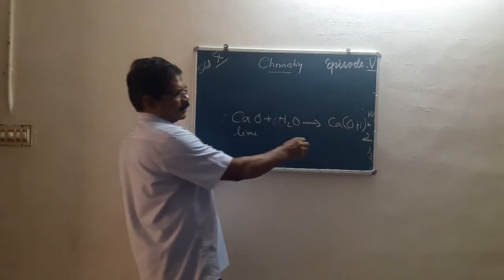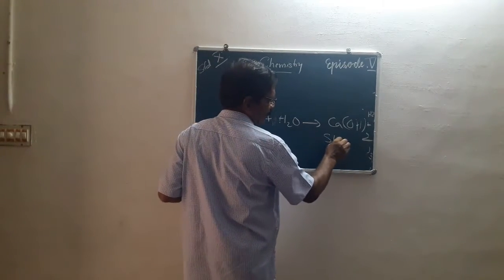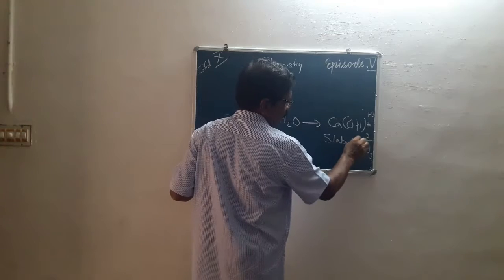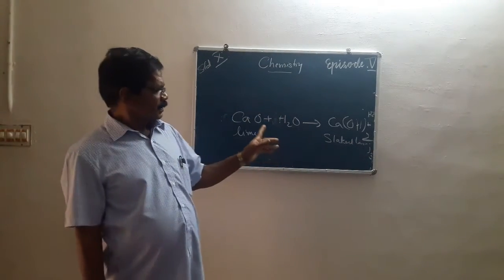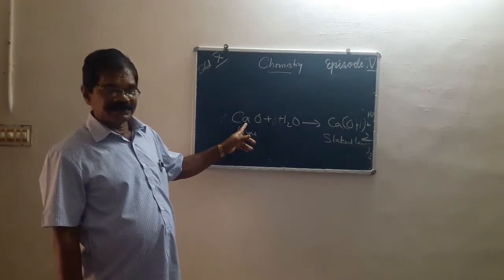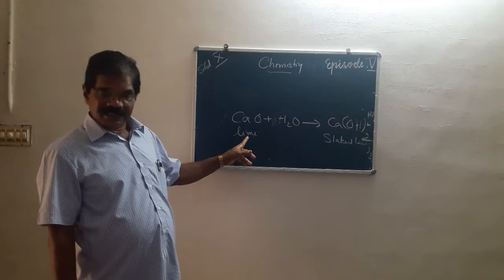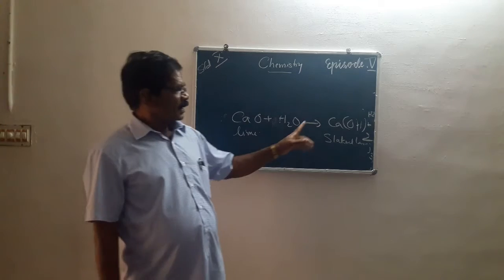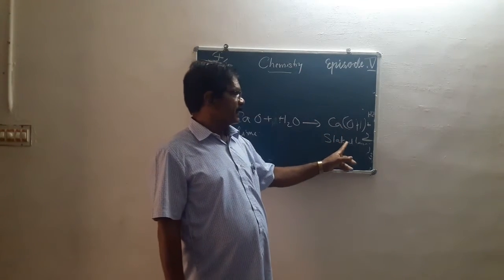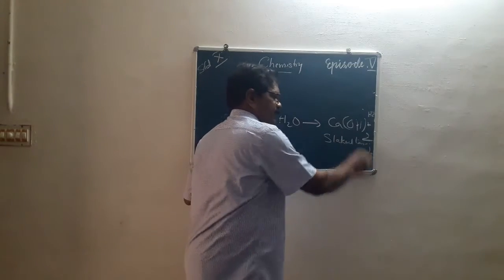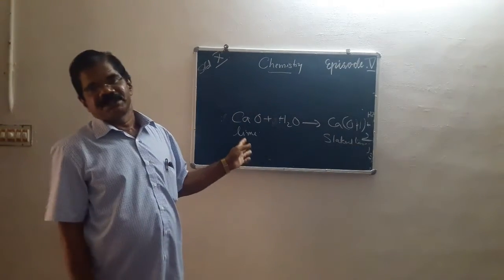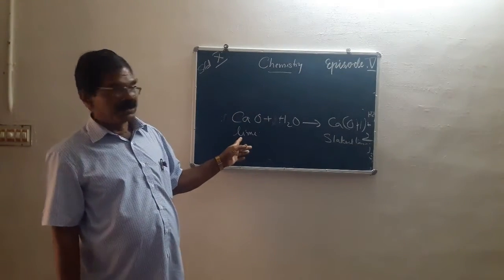The chemical name of calcium hydroxide is slaked lime. You have to study these chemical and industrial names. The chemical name is calcium oxide, the industrial name is lime. The chemical name is calcium hydroxide, the industrial name is slaked lime. This may come in the questions, so these points must be remembered.